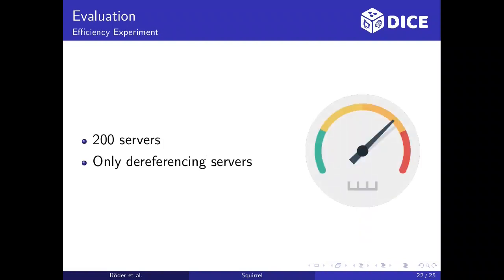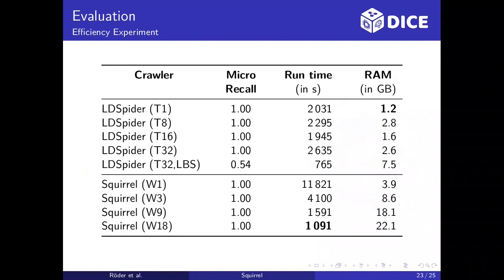In a second experiment, we measured the efficiency of the crawlers, and for this we had again a synthetic data web with 200 servers, and we only used dereferencing servers because they offer the feature that the crawler can negotiate the RDF serialization that is used to download the data, so that we can ensure that all crawlers are able to crawl the complete web. And this also worked, except for LD Spider with a load balancing strategy that again terminated too early.